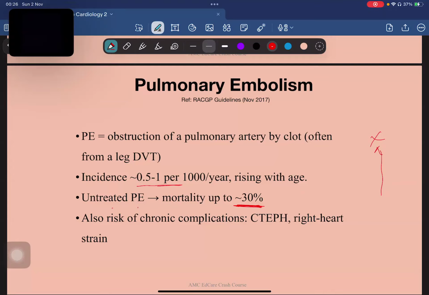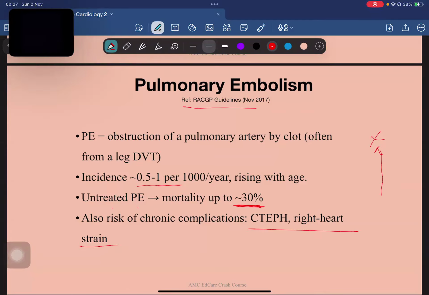Beyond the acute phase, there could be long-term complications, such as chronic thromboembolic pulmonary hypertension or even right heart failure. So there could be chronic complications as well. I feel like pulmonary embolism is a very high yield AMC topic, and the acute management is a very tested topic in the past. So let's try to finish this off as well.